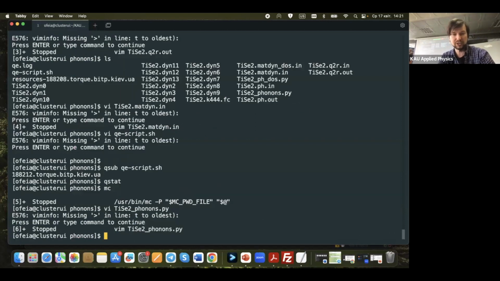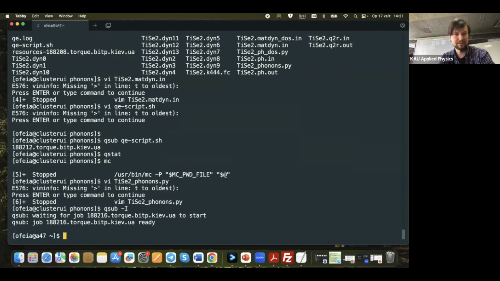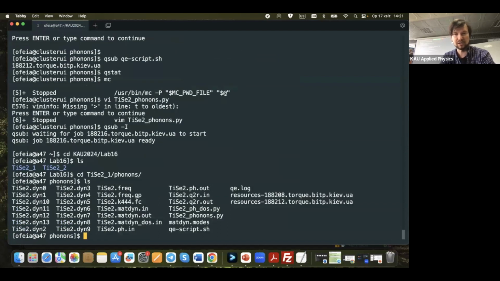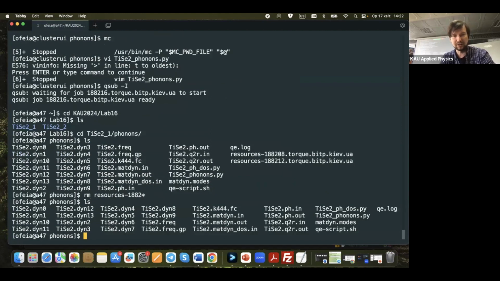Okay, to launch this Python script I had to move to the node, qsub -e. Yeah, I'm on the node now. Now I'm returning to this folder, laboratory 16, titanium selenide 2, phonons. Yes, this is it. And I just had to launch the Python script: python 3.6, titanium selenide 2 phonons .py.